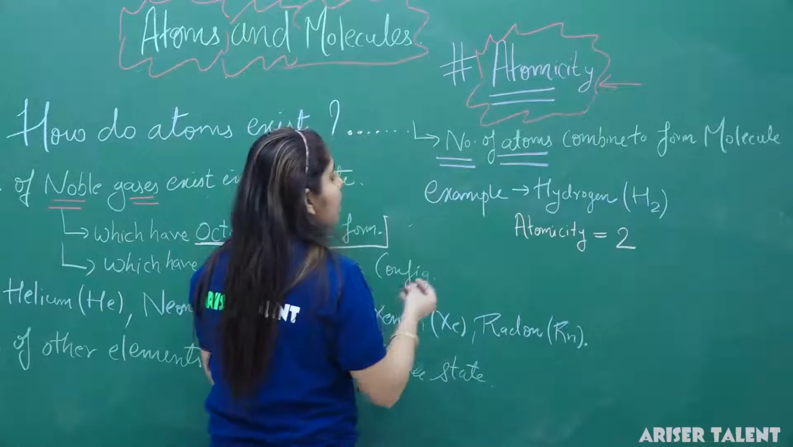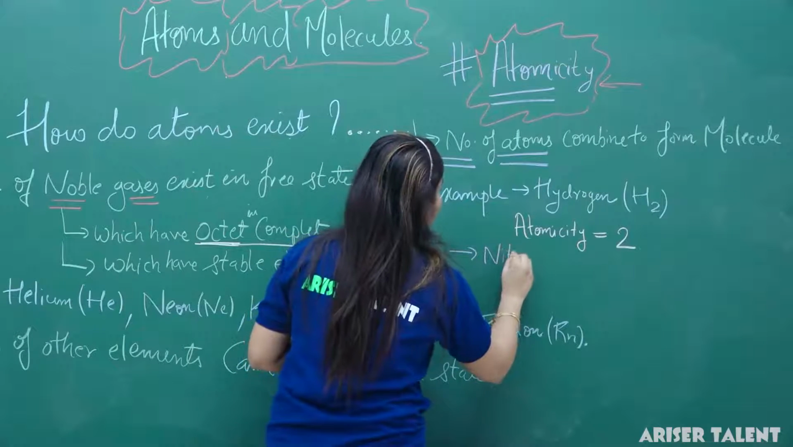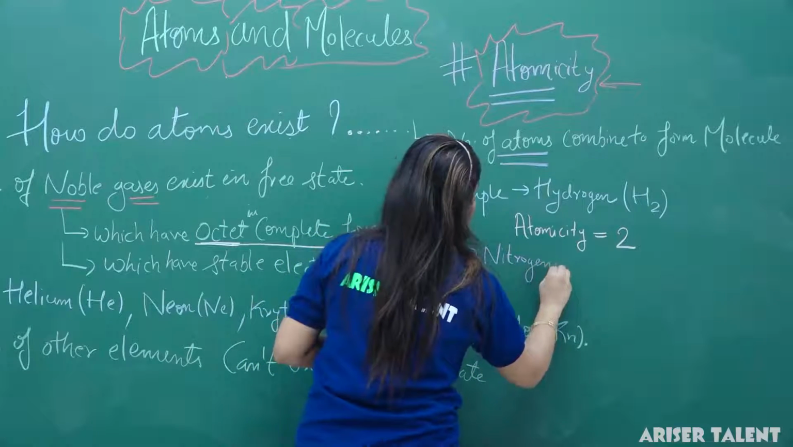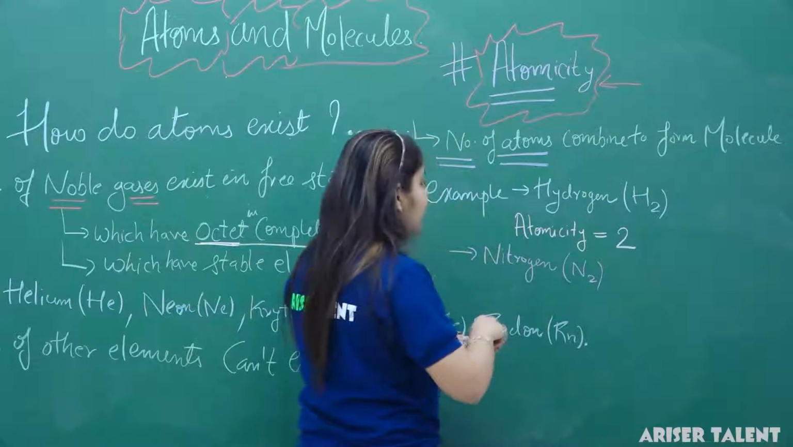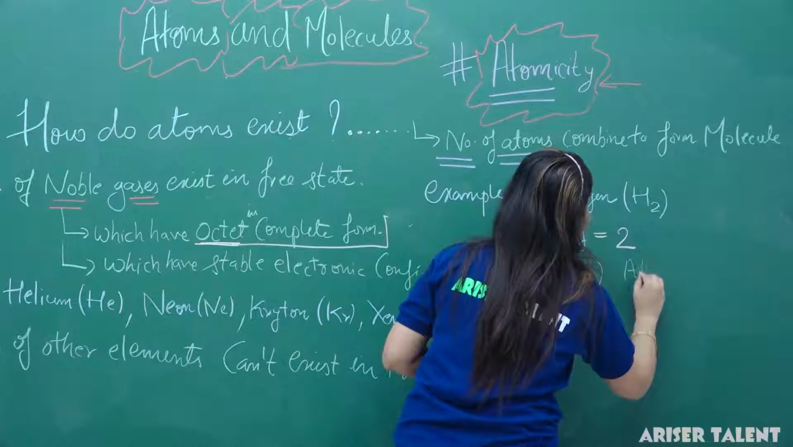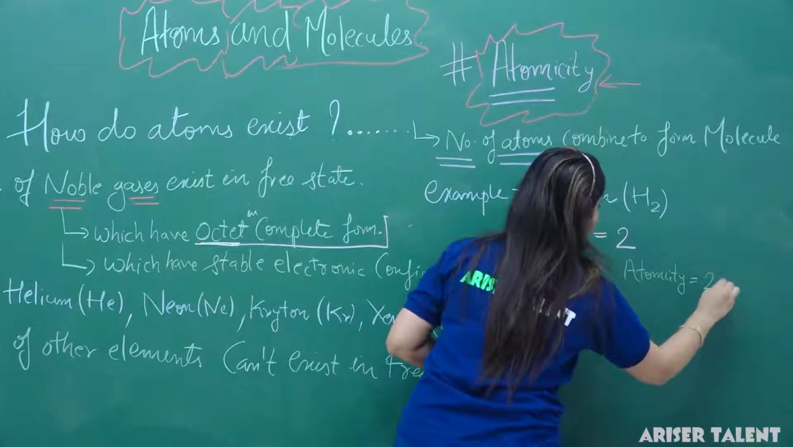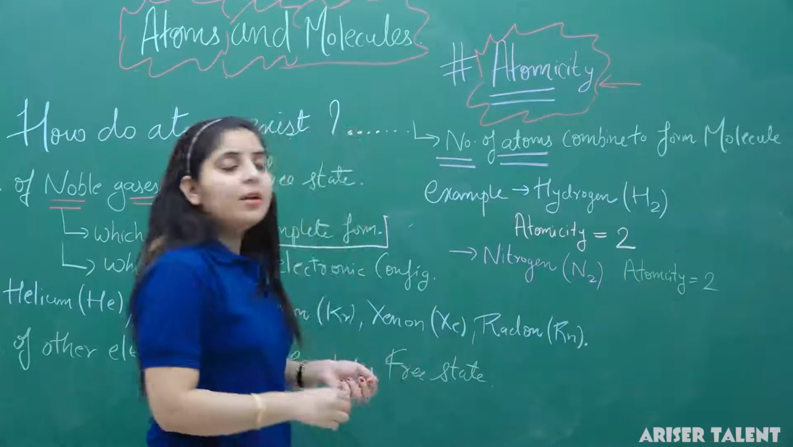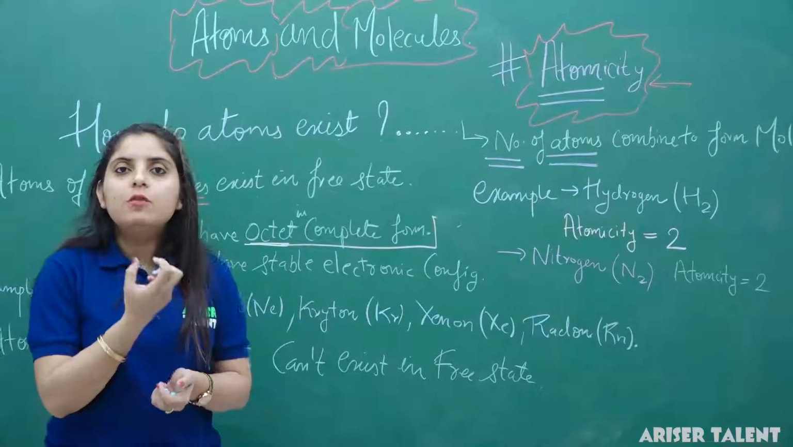Suppose we have our next element, nitrogen. We again write nitrogen as N2. It means again the atomicity of nitrogen will be 2.